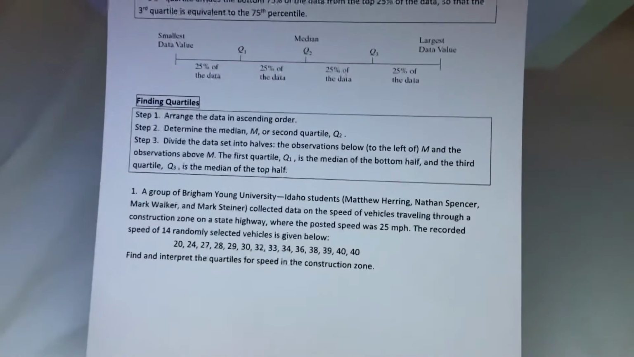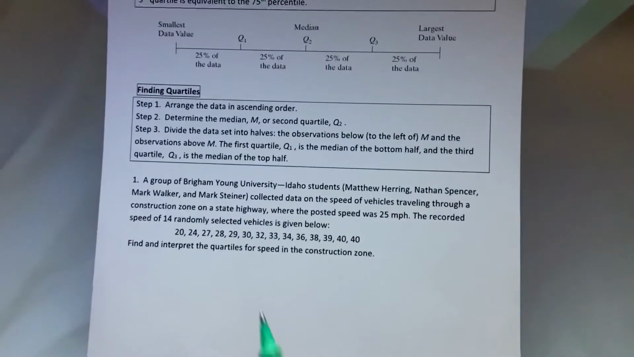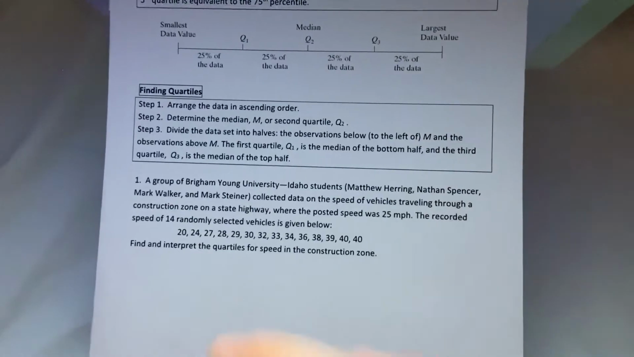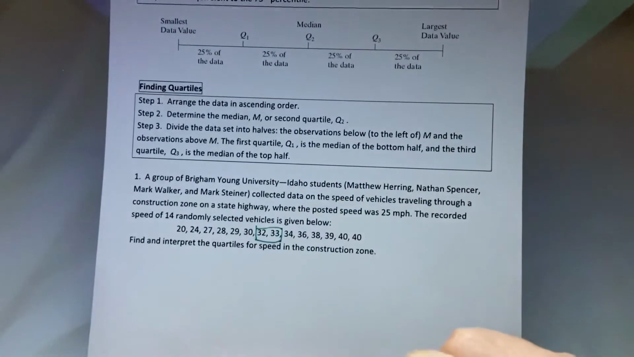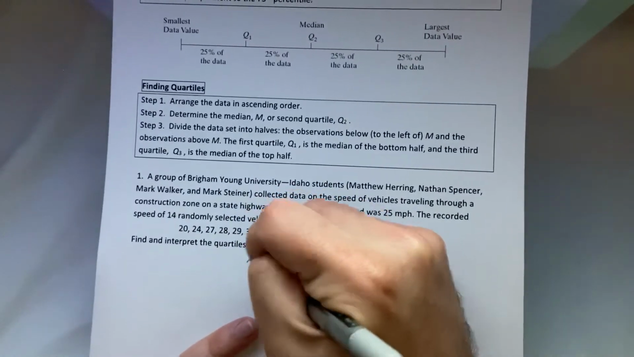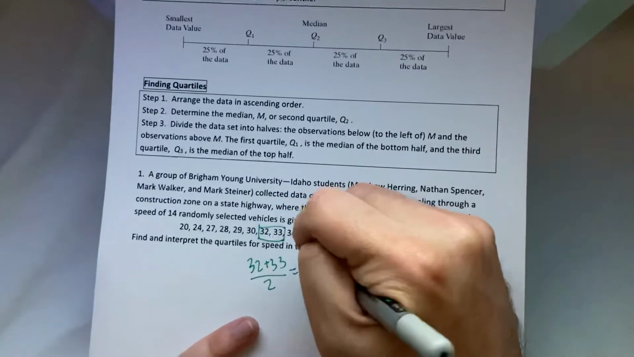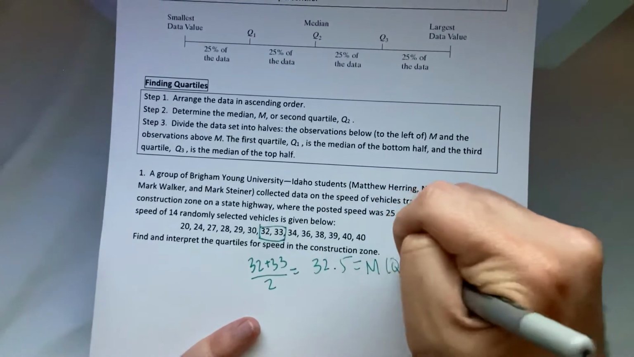So we need to find our middle number. It's already arranged from least to greatest. There's 14, so that's not going to be an exact middle number. So as a reminder, we have to take the two middle numbers, 32 plus 33, and then average them. Divided by 2 is 32.5. This is the median, or Q2.